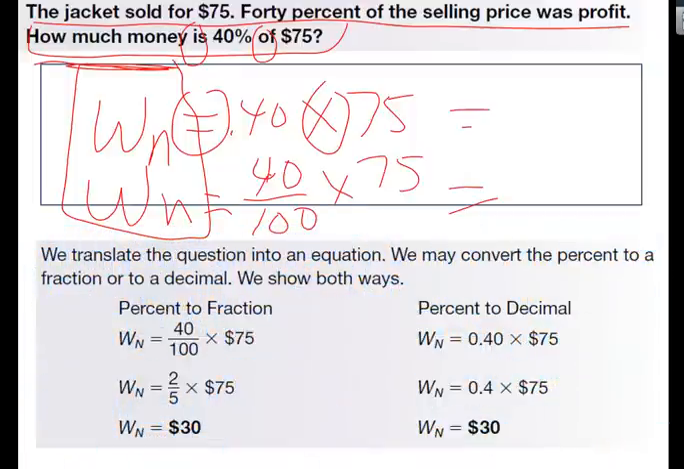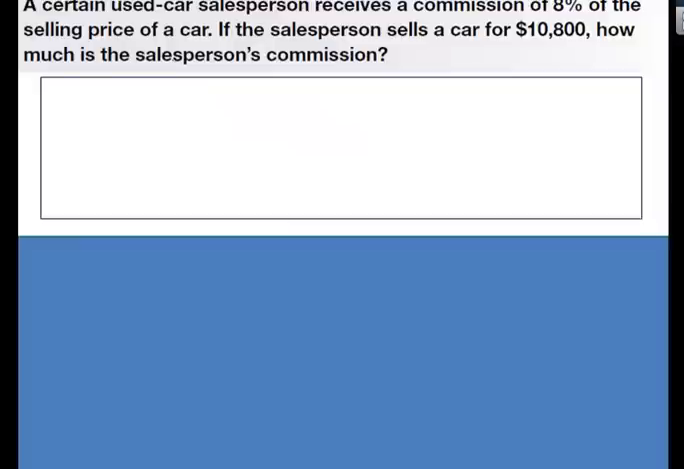Okay, so they did it the same way. So our answer here is 30. $30 is equal to 40% of $75. All right, let's look at another one.